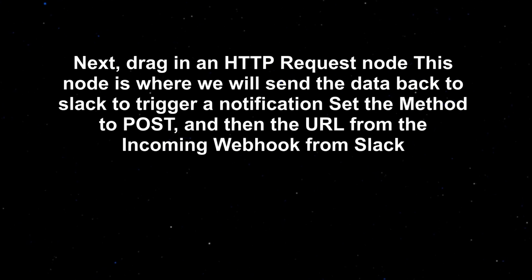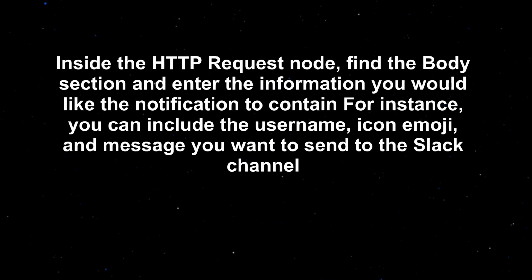This node is where we will send the data back to Slack. To trigger a notification, set the method to POST, and then add the URL from the incoming webhook from Slack. Inside the HTTP request node, find the body section and enter the information you would like the notification to contain. For instance, you can include the username, icon emoji, and message you want to send to the Slack channel.